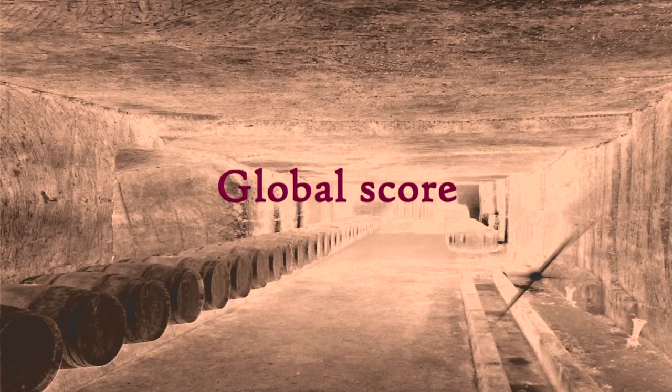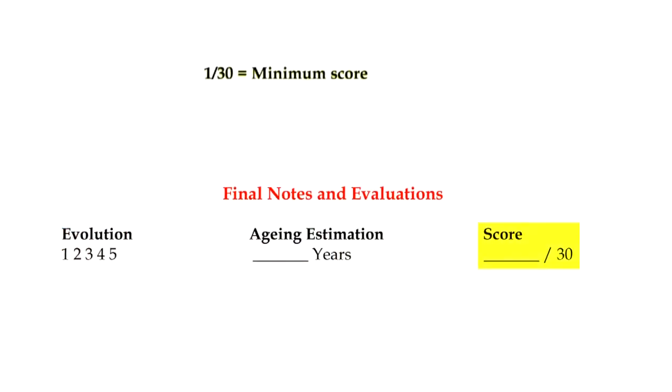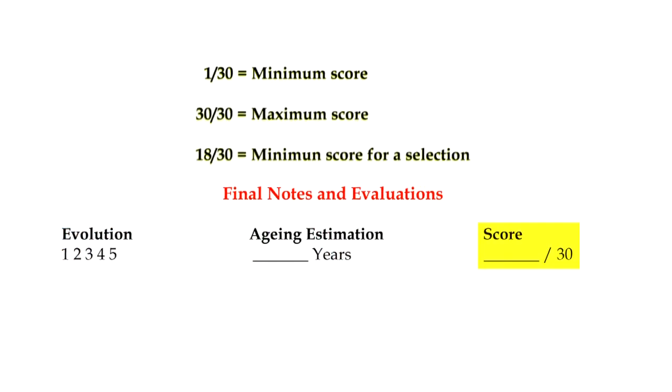Global score. At the end of the tasting, you should assign the global score according to all the previous values. It must not be a mathematical calculation, but you should consider the main features of the wine and express it out of 30. In the scale, 1/30 is the minimum score, 30/30 is the maximum score. While 18/30 is not a failure, it is the minimum score for a wine to be considered worth selecting. Normally, a wine below 10/30 should not be drunk.